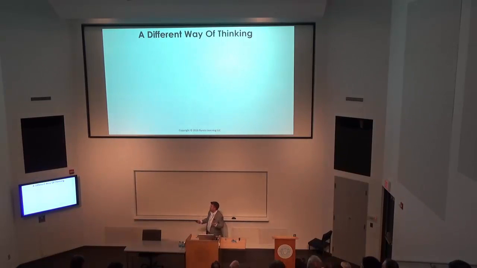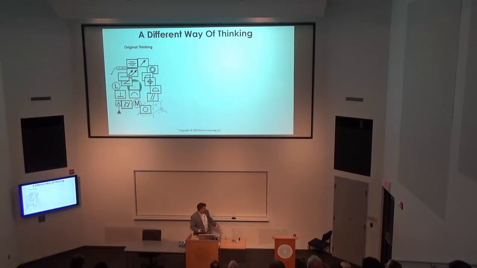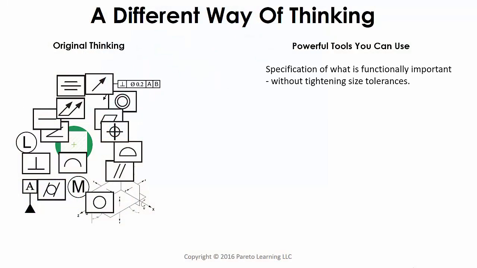So this gave me a different way of thinking and really helped me accelerate my career as I went through. My original thinking about GD&T was that it's just a whole hodgepodge of symbols. They're just out there. There's no consistency. They're little tweaks that you add to a part. But it wasn't until I looked at it as a whole, powerful set of tools that we can use. Little by little, I realized that you're now able to give a specification of what is functionally important without necessarily tightening size dimensions.